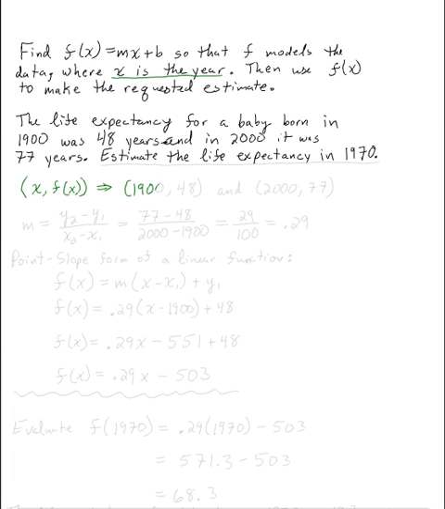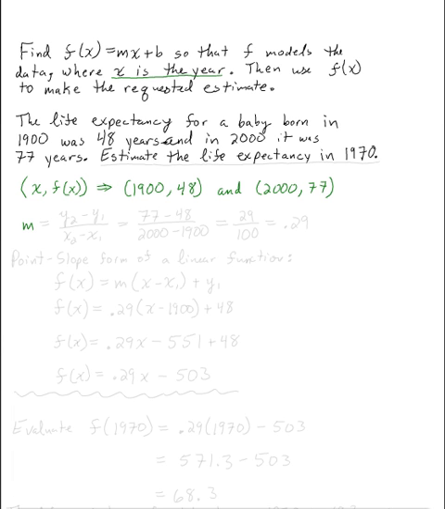1900, 48, and 2000, 77. Now that I have two ordered pairs, I can determine the slope of the linear model.